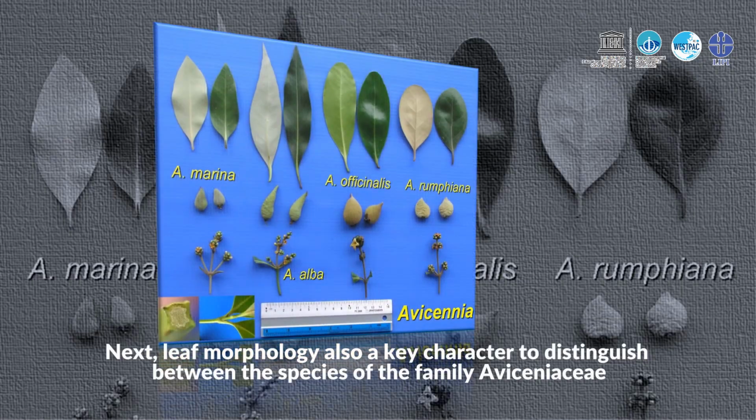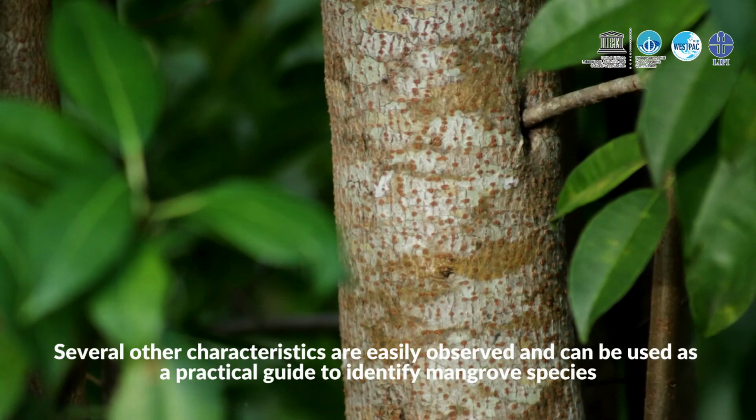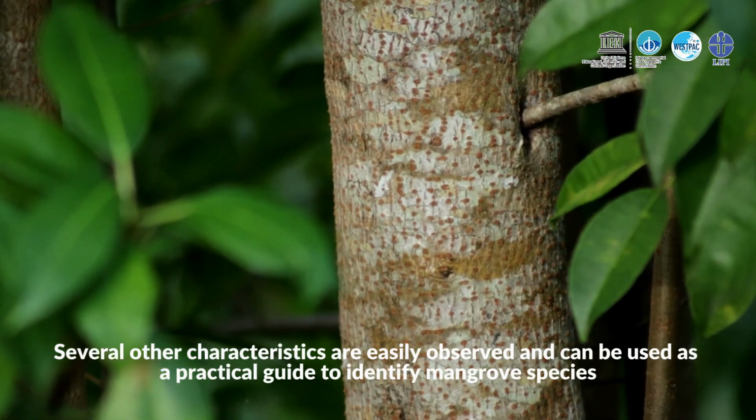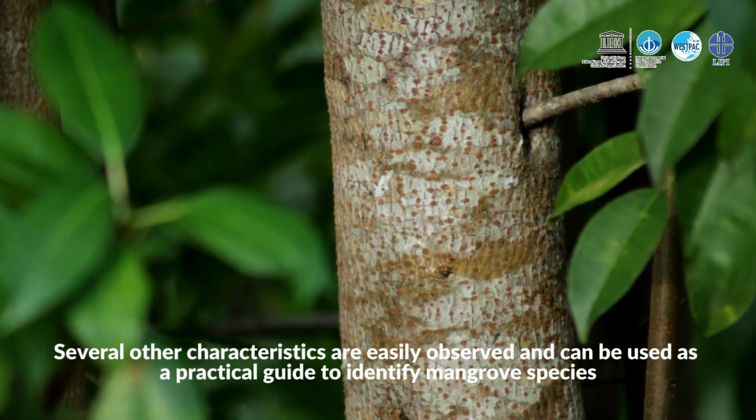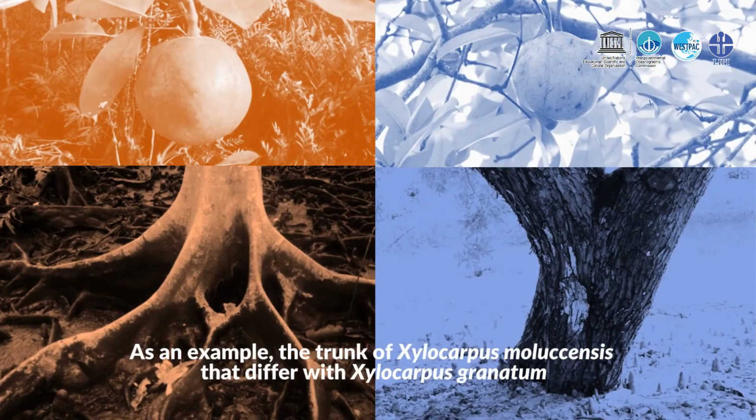Next, leaf morphology is also a key character to distinguish between the species of the family Avicenniaceae. Let's see the differences from this picture. Several other characteristics are easily observed and can be used as a practical guide to identify mangrove species. As an example, the trunk of Xylocarpus moluccensis differs from Xylocarpus granatum.